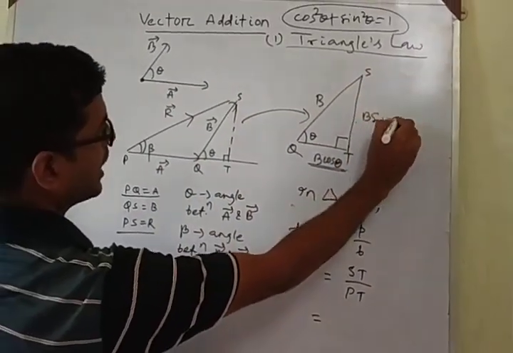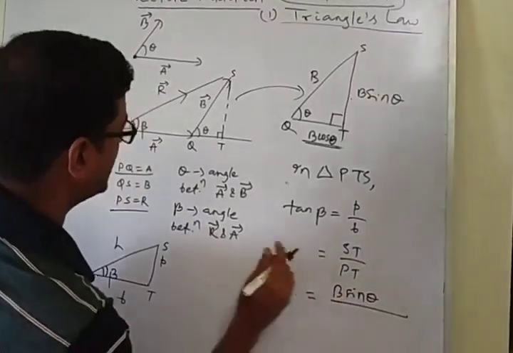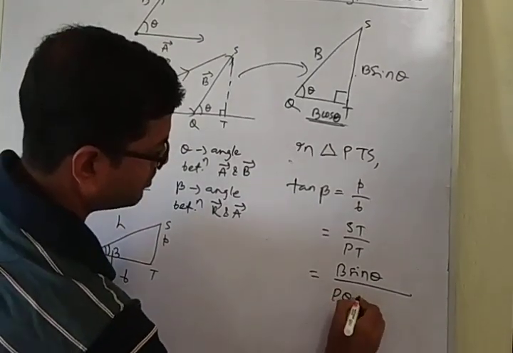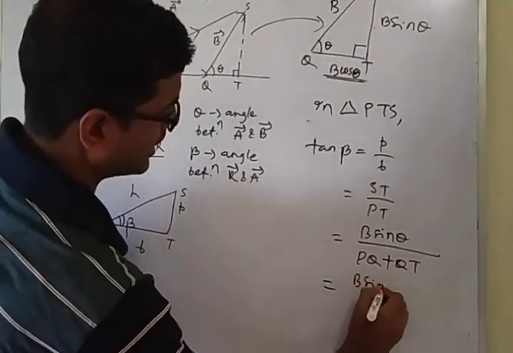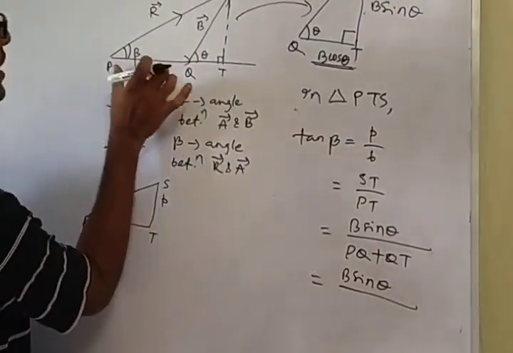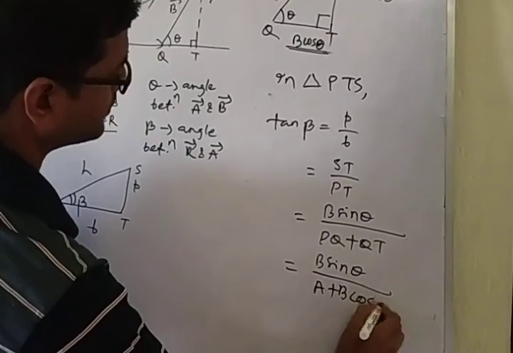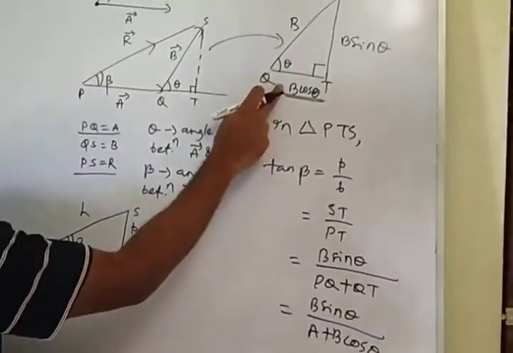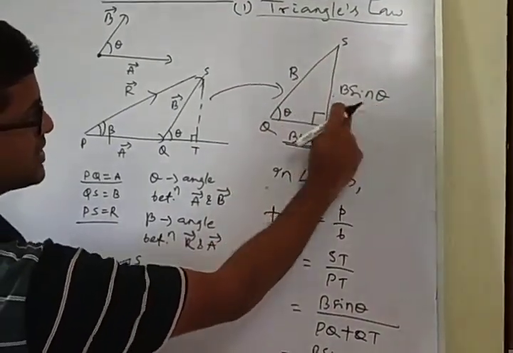B sin theta. Already I mentioned. So B sin theta. And what is PT? PT is nothing but PQ plus QT. So I can write B sin theta by PQ, which is A, and QT is B cos theta. Here QT is B cos theta. I am taking from here QT is B cos theta and ST is B sin theta.